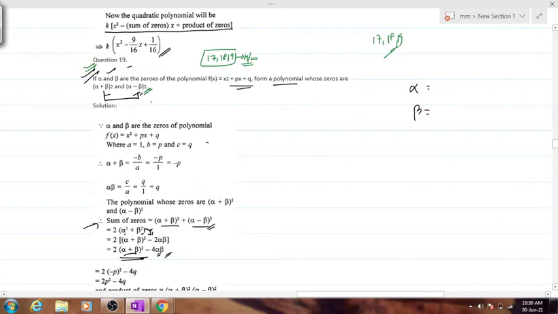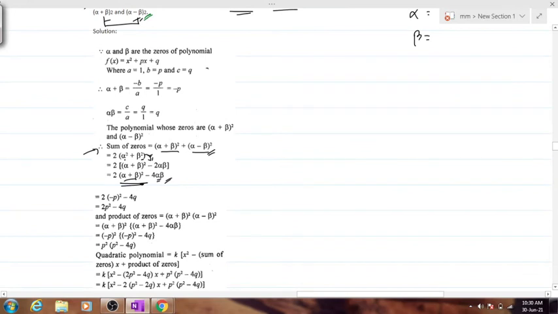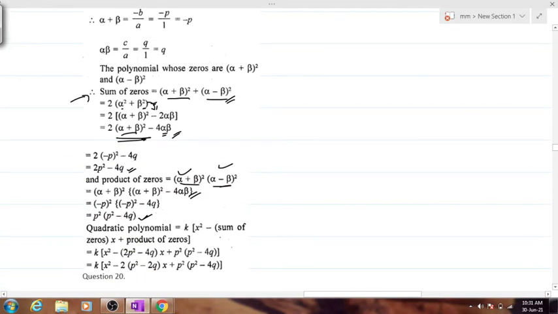After that, product of the zeros will be calculated as, this is your sum of zeros. Product of the zeros, this into this. So this entire thing will become alpha plus beta whole square as it is, and alpha minus beta formula is this. Yes? Clear? Product of the zeros is given by p square into p square minus 4q. So quadratic polynomial of course will become k into. Now can anybody tell me why does this k come into play over here?